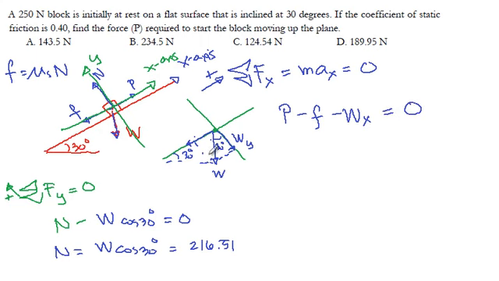Okay? Now, what is friction? In this case, we know friction to be mu n, mu sn. So 0.40 times normal, which is 216.51. So we have that 0.40 times the previous answer will be 86.60. So 86.60 minus the weight, x component of the weight.